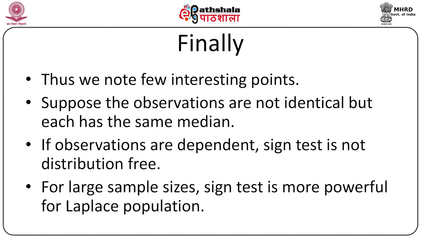Before we conclude, we note some interesting points. Suppose the observations are non-identical, but each has the same median theta naught under the null hypothesis. Then the sign test statistic has the same binomial distribution with parameters n and half. However, if the observations are dependent, sign test is not distribution free. Using a simple bivariate normal model, this can be observed. Lastly, it can be shown that for Laplace population, sign test gives higher power than the test based on t statistic for small values of n. But we shall discuss all these things while discussing asymptotic relative efficiency.